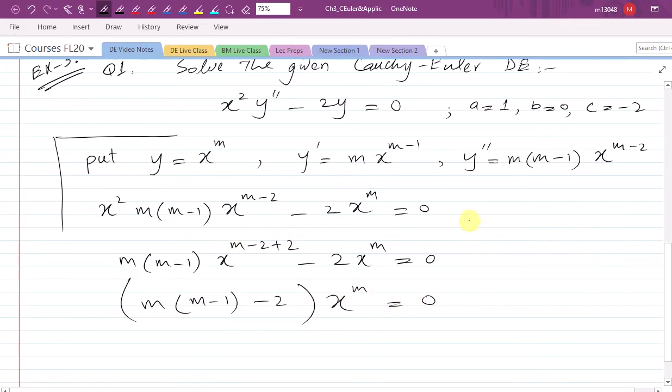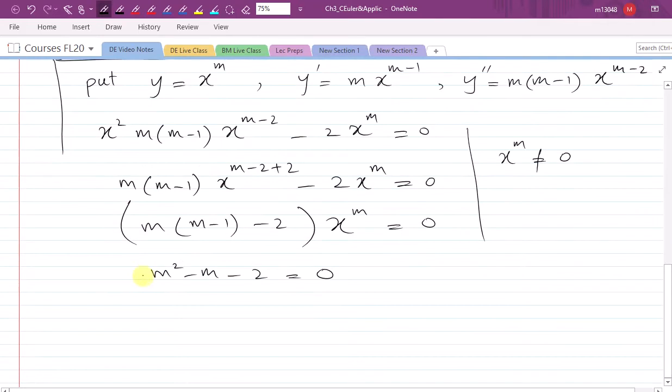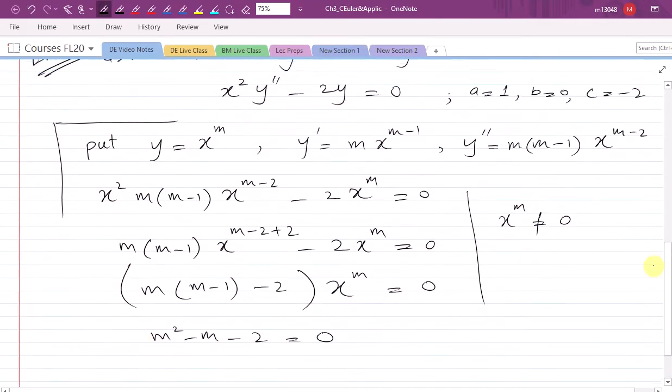Now, of course, x power m cannot be 0, because if x power m is 0, that gives us the trivial solution y equals 0, which we don't want. We want a non-trivial solution. That is why we say m square minus m minus 2 equals 0, and that is our auxiliary. Note that it is different from the constant coefficient case. m square minus 2 would be the auxiliary if there was no x square.